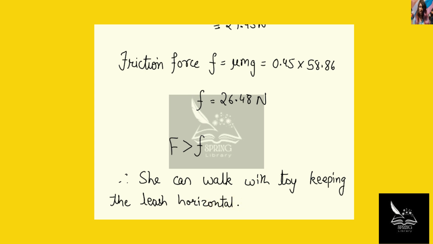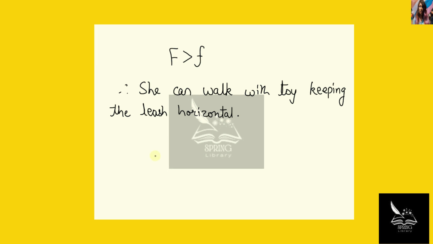Now the second part is, this leash is at an angle of 30 degrees. So if the leash is at an angle of 30 degrees, we will resolve the components. So the normal will be equal to the weight mg minus F sin 30. So this is the normal force.